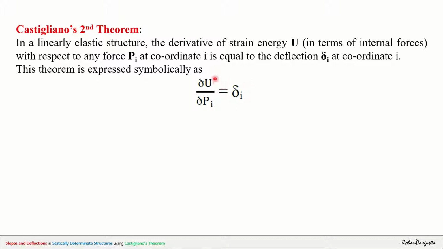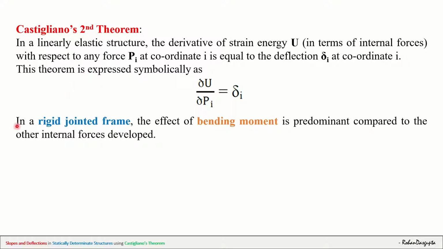Now, the important thing to remember here is that U, the strain energy, is in terms of internal forces. As we all know, there are four types of internal forces: axial force, shear force, bending moment, and twisting moment. But in a rigid jointed frame, the effect of bending moment is predominant compared to the other internal forces developed. That means bending moment has a much bigger influence on a rigid jointed frame than axial force, shear force, and twisting moment.